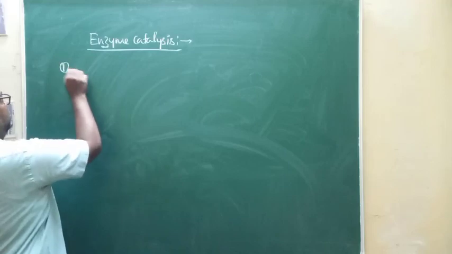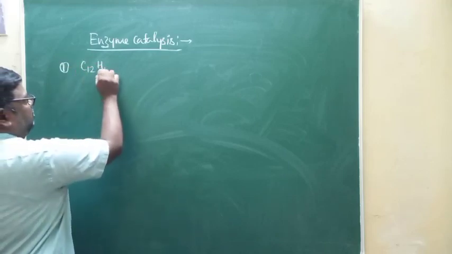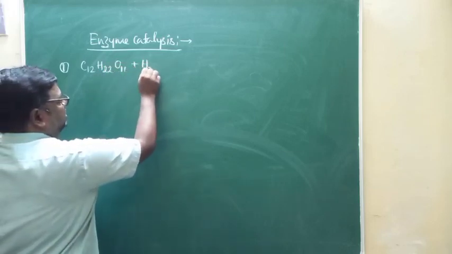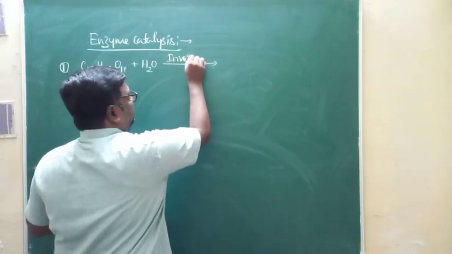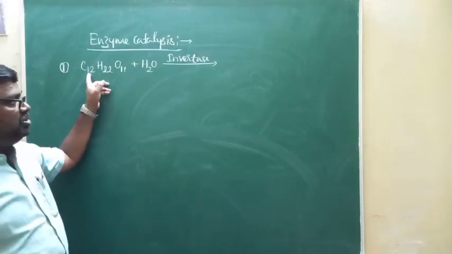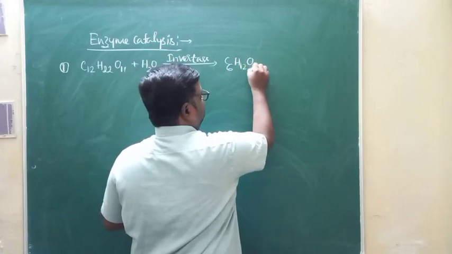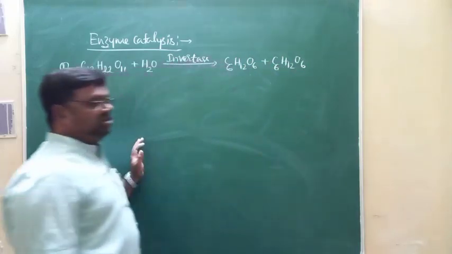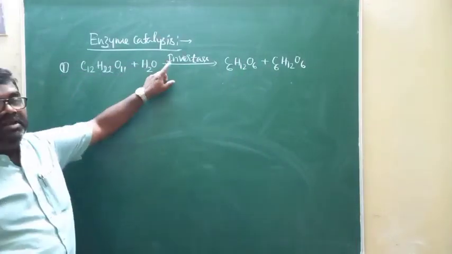First of all, in the hydrolysis of sucrose, look at C12H22O11. This is sucrose. It undergoes hydrolysis in the presence of an enzyme called invertase. Invertase is an enzyme that brings about hydrolysis of sucrose into glucose and fructose, that is C6H12O6 plus C6H12O6. This is hydrolysis of sucrose into glucose and fructose in the presence of an enzyme called invertase.